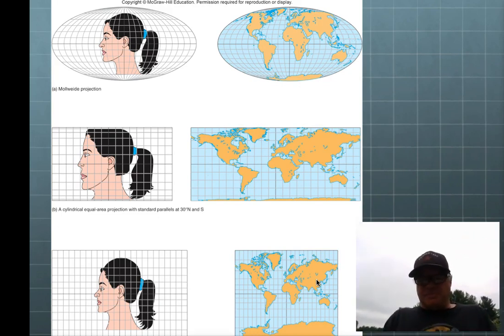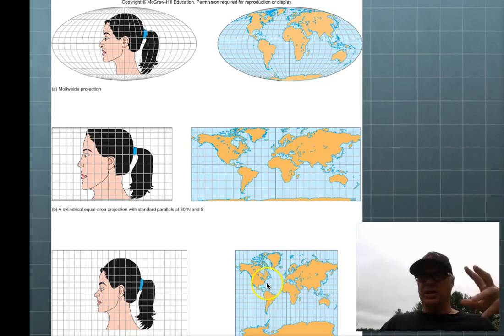So, for example, Antarctica looks gigantic, which it isn't. Greenland looks much, much bigger than, say, Mexico. But Mexico, in reality, is actually much larger than Greenland.